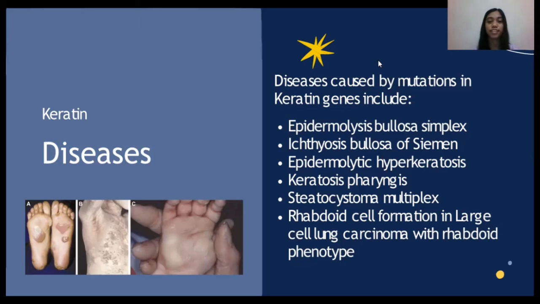Next is steatocystoma multiplex. It is a skin disorder characterized by the development of multiple non-cancerous cysts known as steatocystomas. These growths begin in the skin's sebaceous glands, which normally produce an oily substance called sebum that lubricates the skin and hair. And the last is rhabdoid cell formation in large cell lung carcinoma with rhabdoid phenotype.